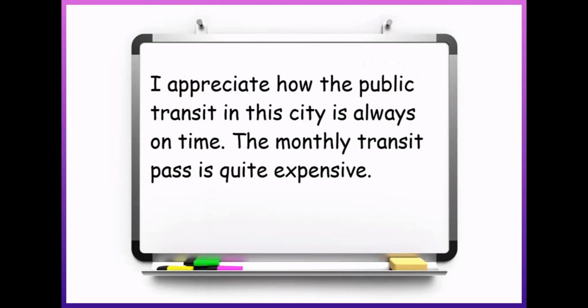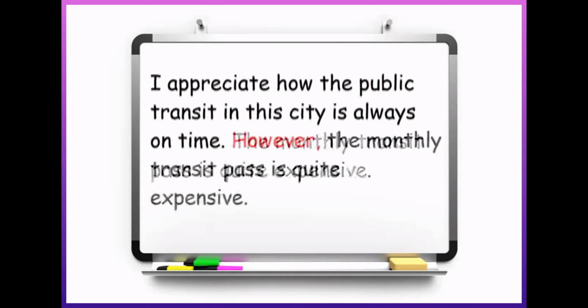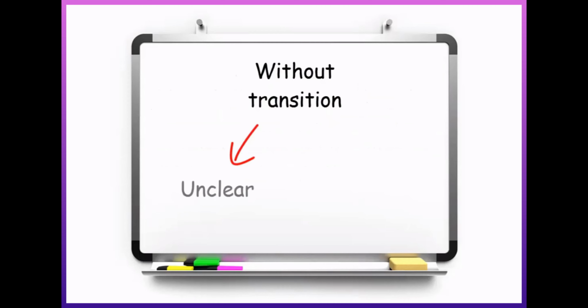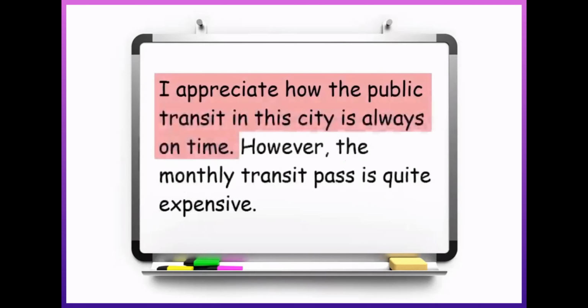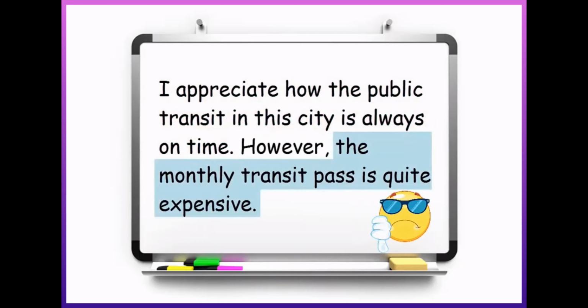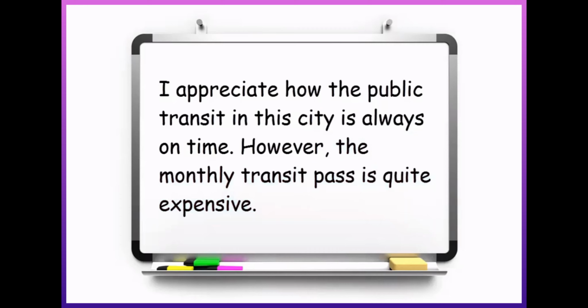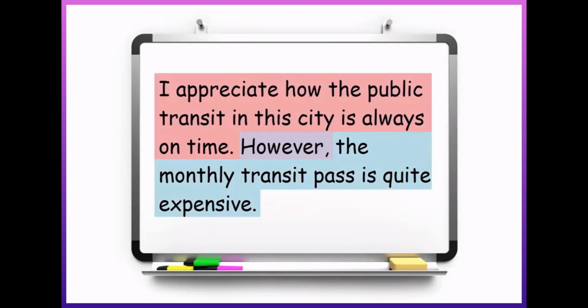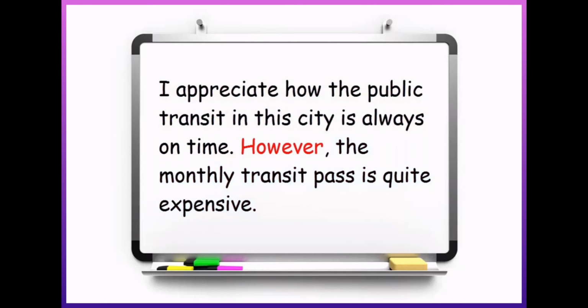Now let's add a transition and see if things get more clear. I appreciate how the public transit in this city is always on time. However, the monthly transit pass is quite expensive. Do you see how that makes more sense now? Without a transition, the connection between the two sentences was pretty unclear, but it's much more logical now. The first sentence is quite positive about transit. The second sentence is more negative, and I signaled this shift in idea by using a transition.